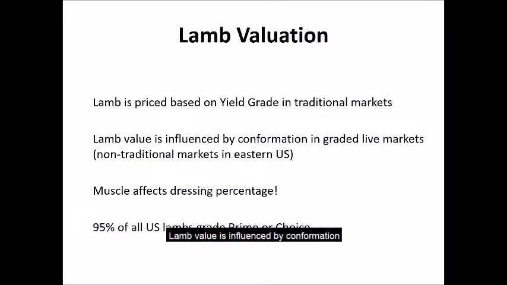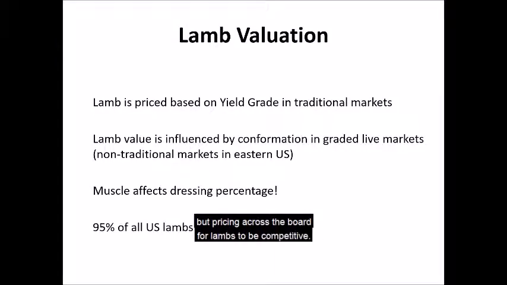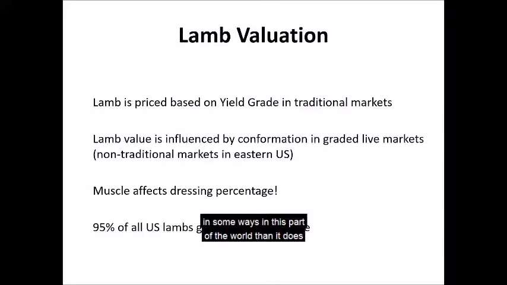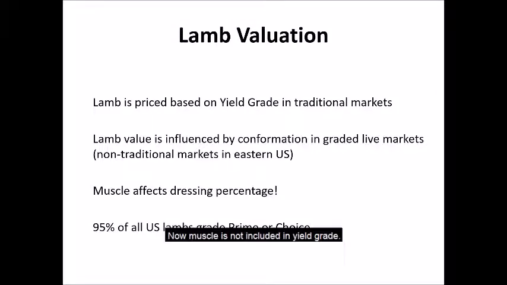Lamb value is influenced by conformation in the graded live lamb markets that we deal with here in the East. And that's going to drive not just those graded markets, but pricing across the board for lambs to be competitive. And so conformation becomes more important in some ways in this part of the world than it does in the commodity world with the current grading system. Now, muscle is not included in yield grade.